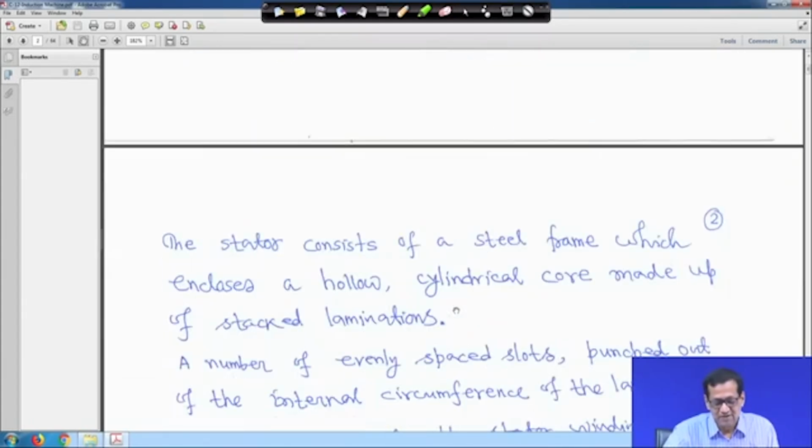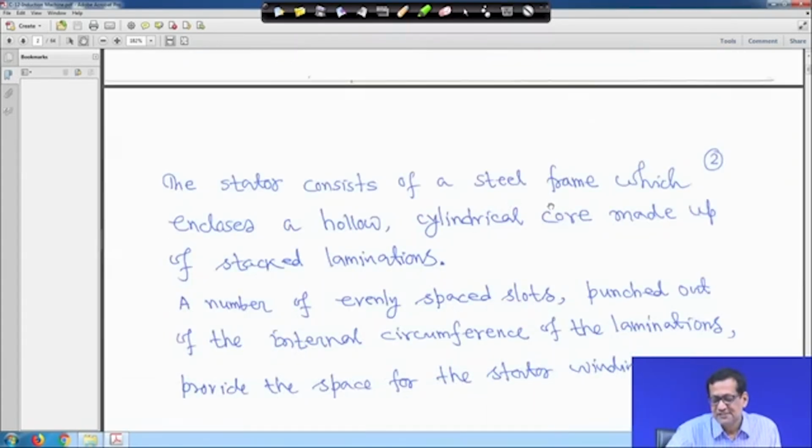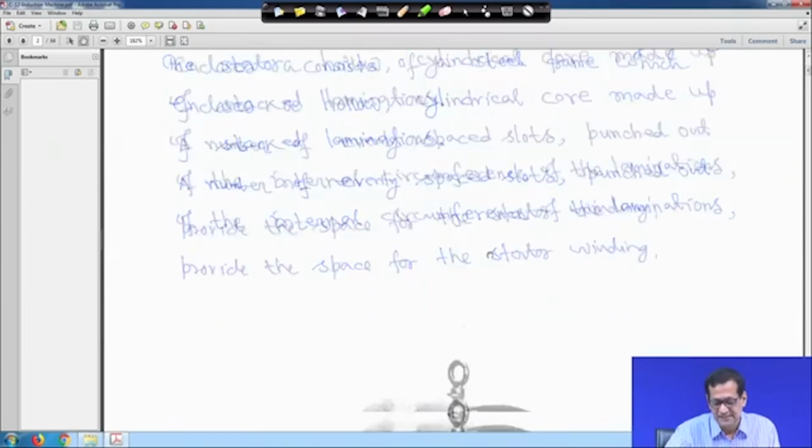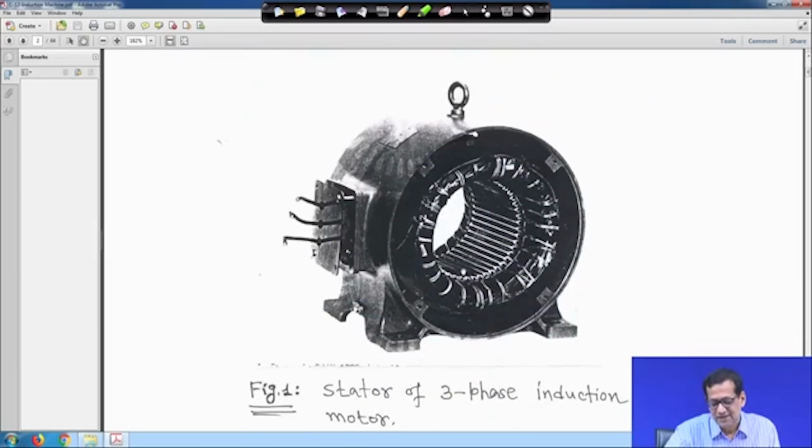Now the stator consists of a steel frame which encloses a hollow cylindrical core made up of stacked laminations. This photograph I have taken from a book, and because it is a photocopy it looks a little black, and these are the terminals taken out. This is the steel part, and inside it you will see the steel laminations, and going inside, these are the slots where the 3-phase windings are placed.